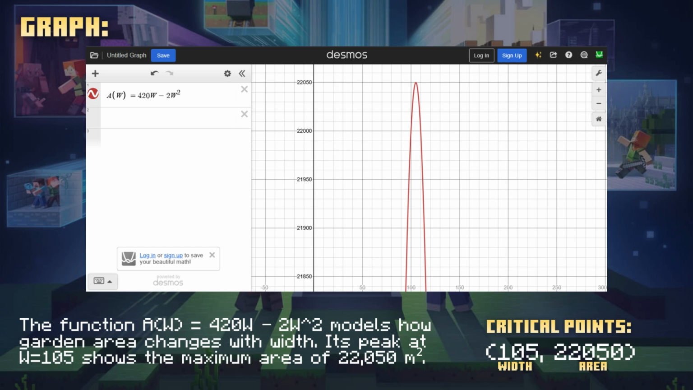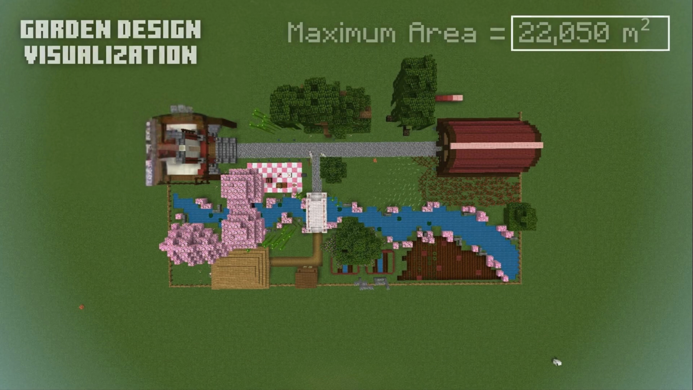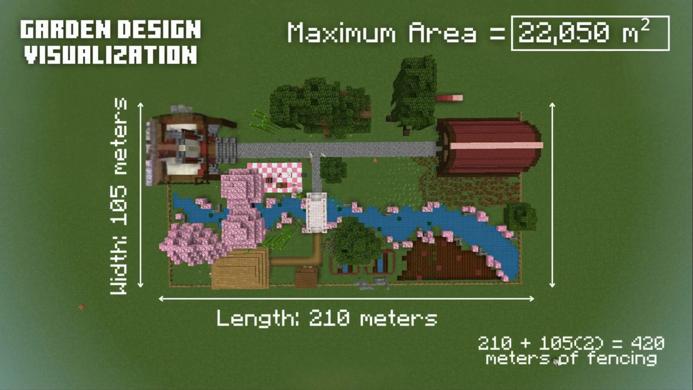Now here's our Desmos graph. The function A of W is equal to 420W minus 2W squared, which models how garden area changes with width. Its peak is at W equal to 105 on the x-axis right there. It shows the maximum area is 22,050 square meters.